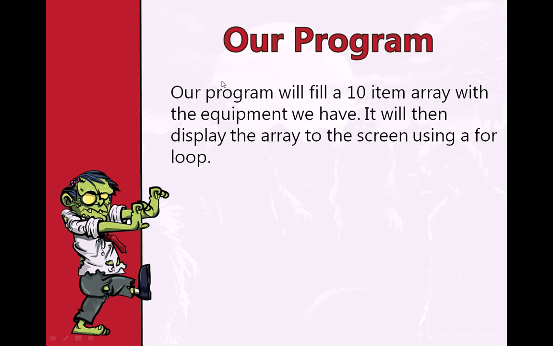Alright, our program will fill a 10-item array with the equipment we have. It will then display the array to the screen using a for loop. Alright, and if I can say one more thing about for loops, a for loop is a definite loop. Definite loop, meaning I know how many times it's going to run. My do or my while loops are called indefinite loops. Not to be confused with an infinite loop, but is an indefinite loop, meaning usually I don't know how many times my do or my while loop is going to run.